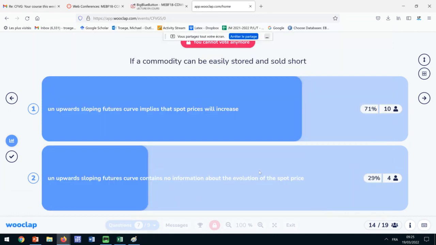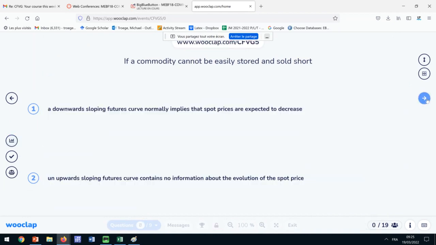Okay, let's move on. It's almost break time, so let's do the last two questions. If a commodity cannot be easily stored and sold short, the upward sloping future contains no information, implies that spot prices are expected to... A downward sloping future price normally implies spot prices to decrease. So that's basically what I just said. Now we cannot store and we cannot sell short.